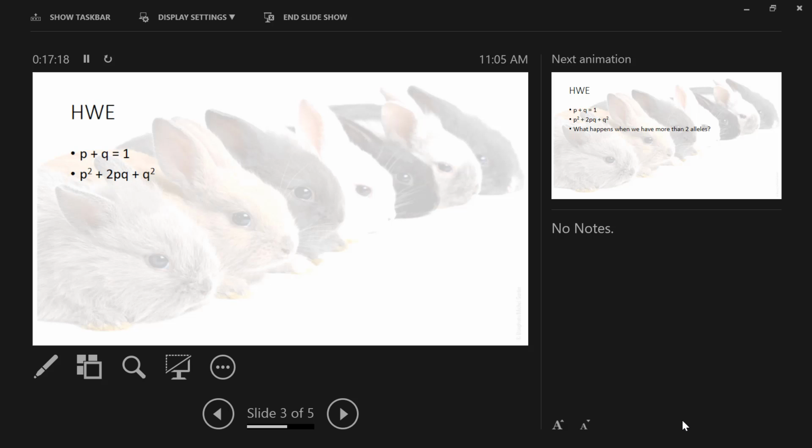These are predicted. Maybe that will help to add this. These are our predicted frequencies of the homozygous dominant individual, predicted frequency of heterozygous, predicted frequency of homozygous recessive based on our allele frequencies. That does help. Yeah.